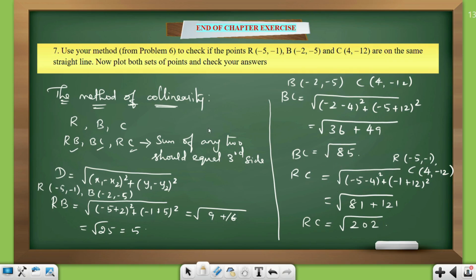Now the only thing we need to do is check that the sum of any 2 sides should be equal to the third side. If you add the first 2, we won't get the third one.